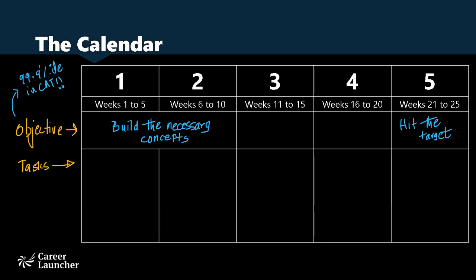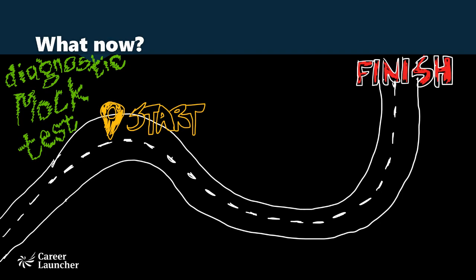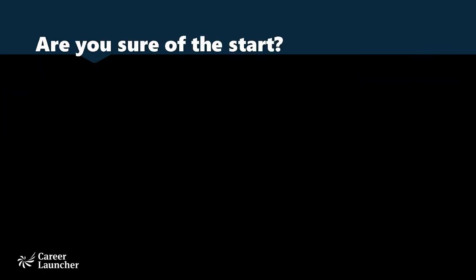Right. So the first thing that I want you to do is take a diagnostic mock test. Task number one is done. That's the first step. Now, what do I do after taking the diagnostic mock test? What now? Okay, I know my start. I'm starting, let's say, at that particular point. I know my finish line. But am I sure of my start? Is that actually my starting point? I've taken just one test. Should I take two tests, three tests to understand where my actual start is?